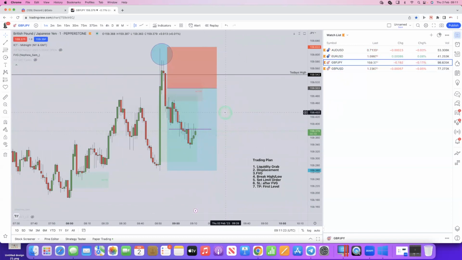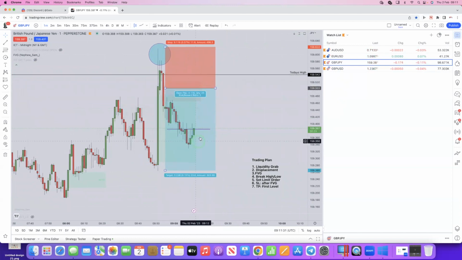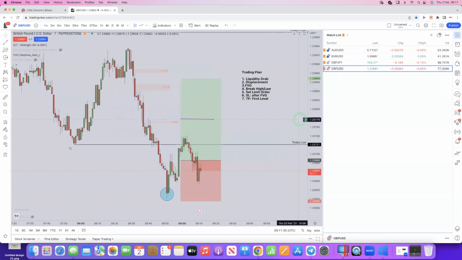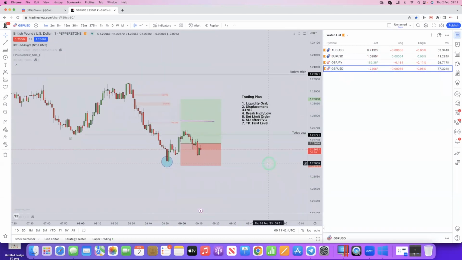GBP JPY, excuse me, again, it's come into halfway of the field of play, but it's left the station as such. It's now within the mid-range of this previous here. It's now hopefully doing a retracement into this field of play. We'll see if that comes to fruition. And then the GBP USD is just meandering about. Okay, I'll pause the video, guys, and I'll give you an update in a second or two.